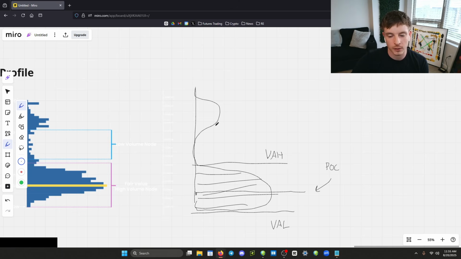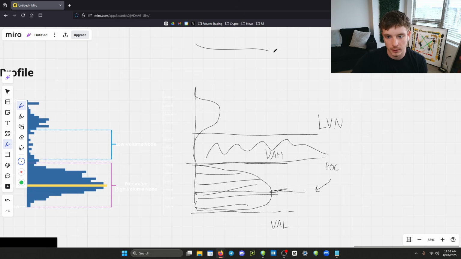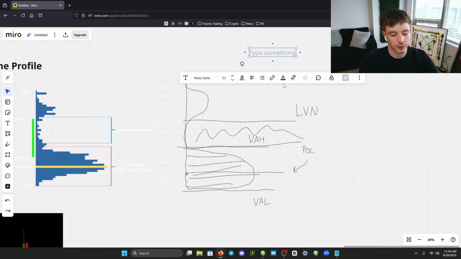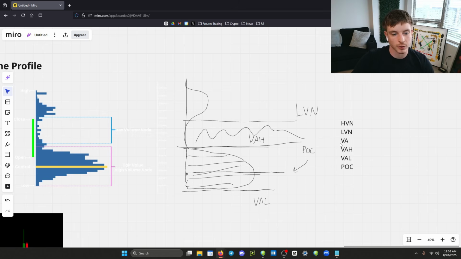The areas where the least amount of volume is traded are referred to as low volume nodes. We're just going to say this is the low volume node right here. This would be called an LVN. So there are low volume nodes and there are high volume nodes. This would also be considered a high volume node right here, but anywhere where there's a spike in volume would be considered a high volume node. So these are the basic components of a volume profile. I know it's kind of messy, but just to put them all out for you. These are the significant places on a volume profile.